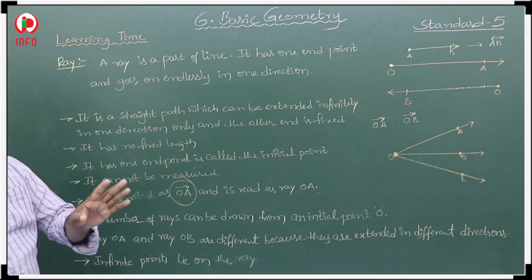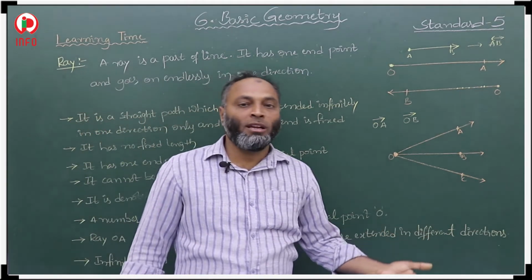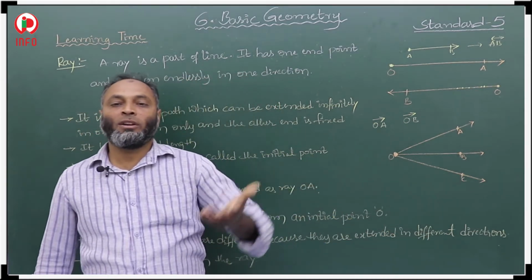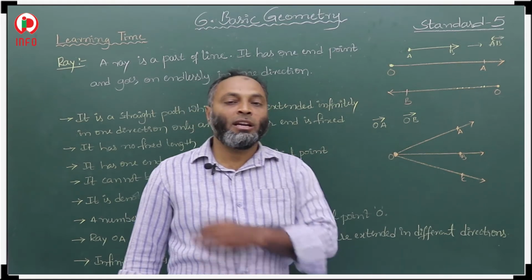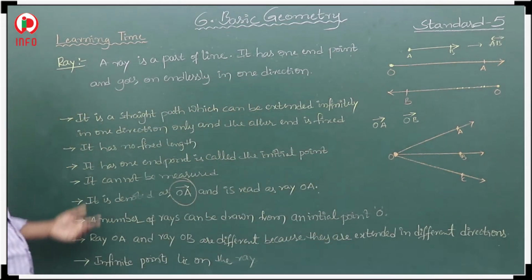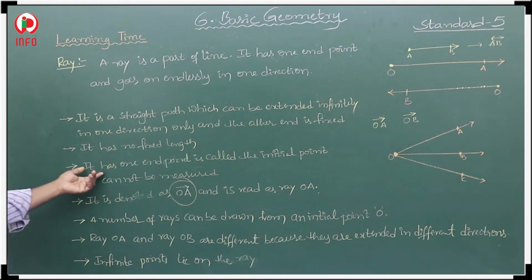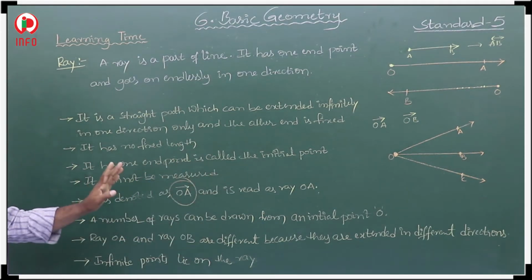It has no fixed length. We cannot measure the length of the ray; we can't say it is 2 kilometers or 3 kilometers. That is why it is not fixed. It extends infinitely in one direction, so it has no fixed length and we cannot measure it. It has one end point called the initial point, that we know.